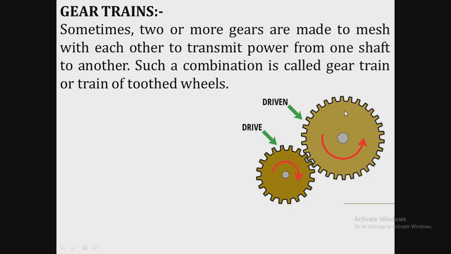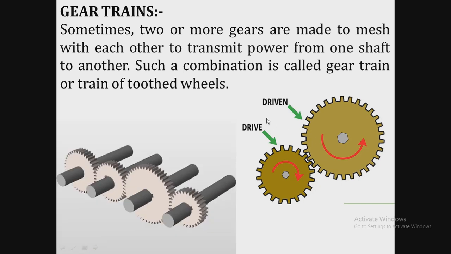This combination is shown in the figure. This is the first shaft on which there is one gear. This is the second shaft on which there is another gear. These two gears are meshing with each other. The first shaft is the driver and the second shaft is the driven. Here we are going to transmit the power from one shaft to another shaft with the help of the gear train. This is the three-dimensional view of a gear train. After this we are going to see the actual content of the video, that is types of gear train.